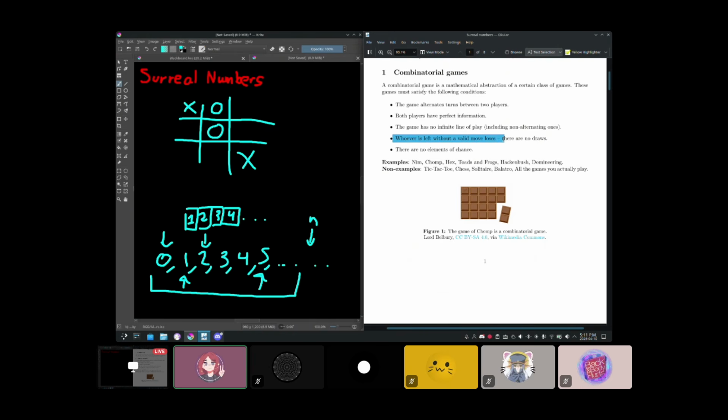So, fourth condition. Whoever's left without a valid move loses, and there are no draws. So this basically just defines what it means for someone to lose or win a game. Like for instance, in this example that I gave of naming natural numbers, I said, oh yeah, the second player got to 0, and then I didn't have any valid moves, so the game just ended. And in that circumstance, I would actually lose the game because I don't have any valid moves. The convention here is going to be that whoever has no valid moves loses.